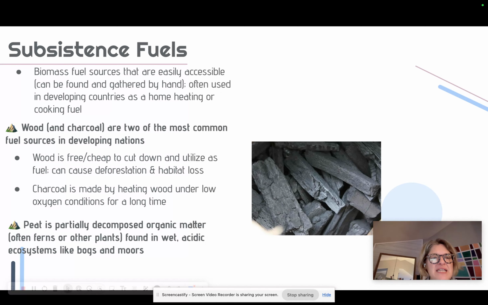And then peat is another type of subsistence fuel. It's basically partially decomposed organic matter. Usually it is ferns and other types of plants that are found in very wet, very acidic ecosystems like bogs and things like that. But over time, it can really be any type of plant that is decaying.